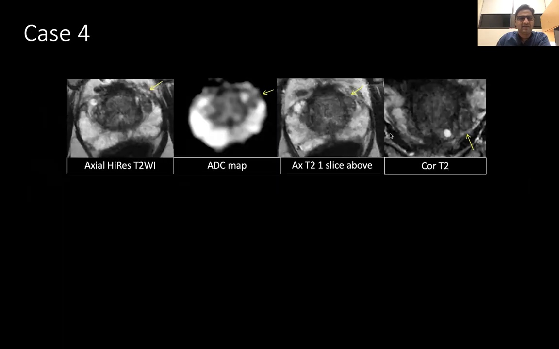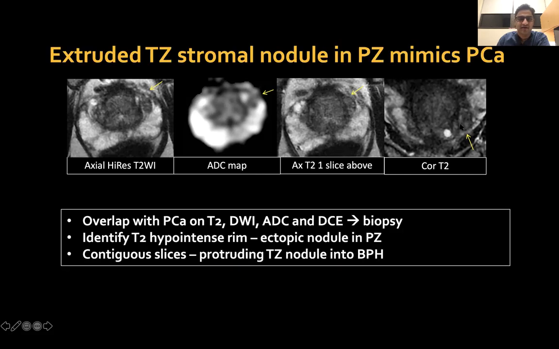And this is another case with a similar diagnosis where you can see that there is a hypointense lesion in the peripheral zone. But if you go one slice up, you can see that this is contiguous with the transition zone here, and it has a hypointense rim around it. So it's an extruded contiguous BPH nodule.